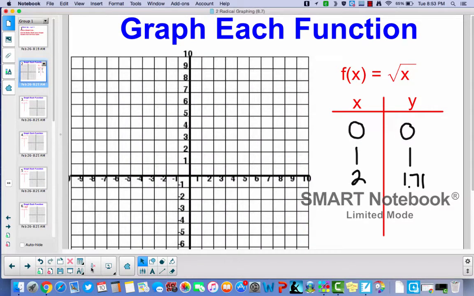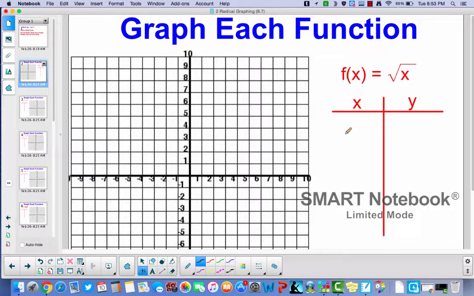Okay, so let's talk about the square root of x. We're going to pick some values for x. We'll just start with 0. What's the square root of 0? It's 0. Okay, pick another number. How about 1? What's the square root of 1? It's 1. How about if we put 2? What's the square root of 2?